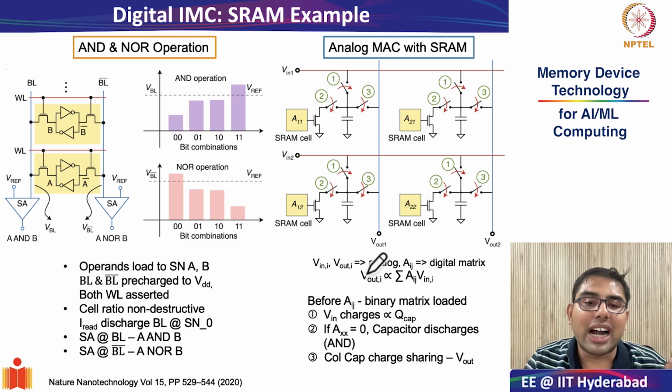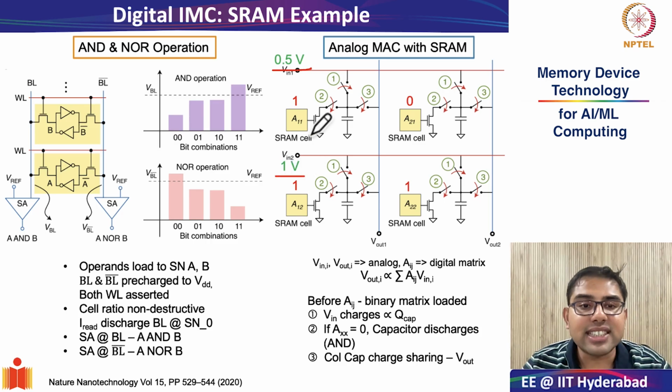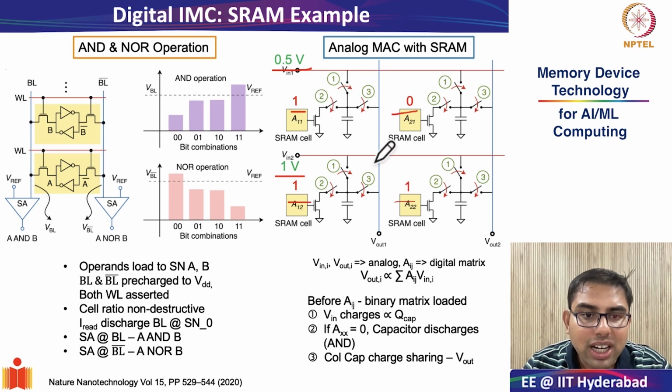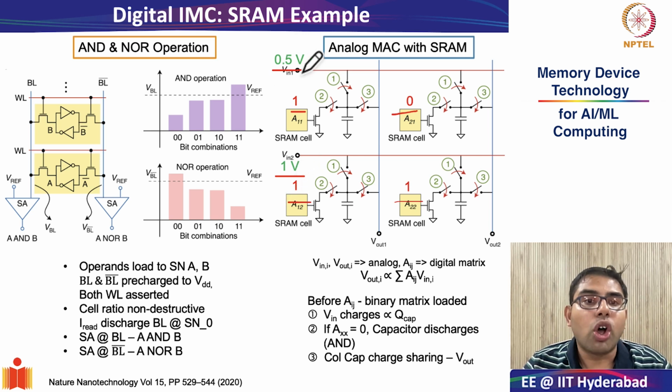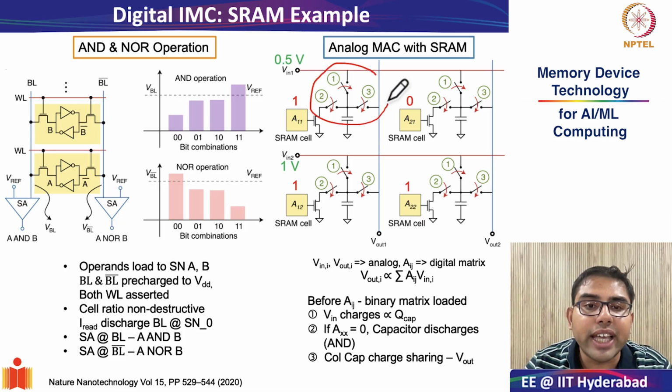And the best way to understand that is to take a few values. So let us take the value of the input voltage Vin 1 as 0.5 volts and Vin 2 as 1 volt, and preload the SRAM cells with digital values of 1, 0, 1, 1, and see how this 1 cross 2 analog vector of Vin gets multiplied to this 2 cross 2 digital matrix of A11, A21, A12 and A22. And this is done in 3 steps as shown in this figure.